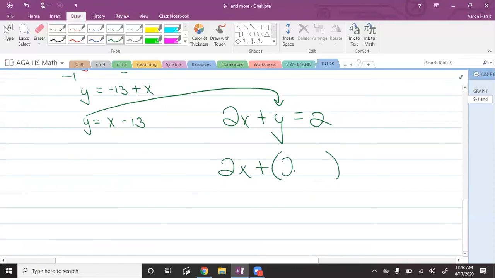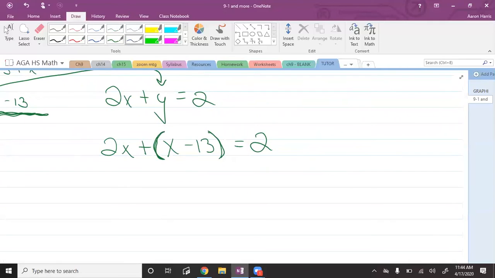So therefore, when I substitute, what do I use? 2x plus. Not 2x. What's y equal to? It's equal to x minus 13. There you go. And when you substitute in, always use what? Parentheses. So look, 2x plus, instead of putting y, I put x minus 13 equals what? 2. Now what are we going to solve for? Solve for x. Notice I circled it twice. That means something.